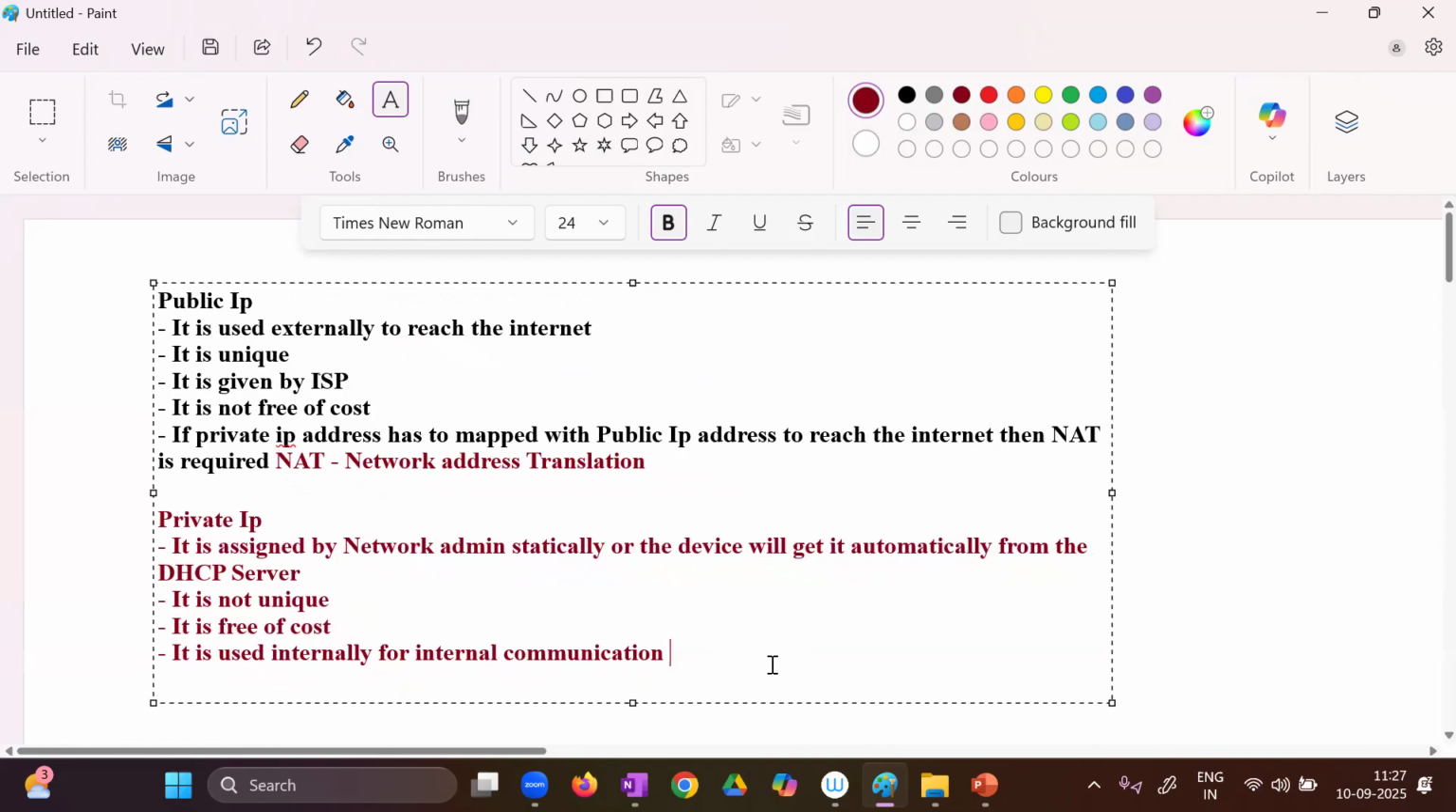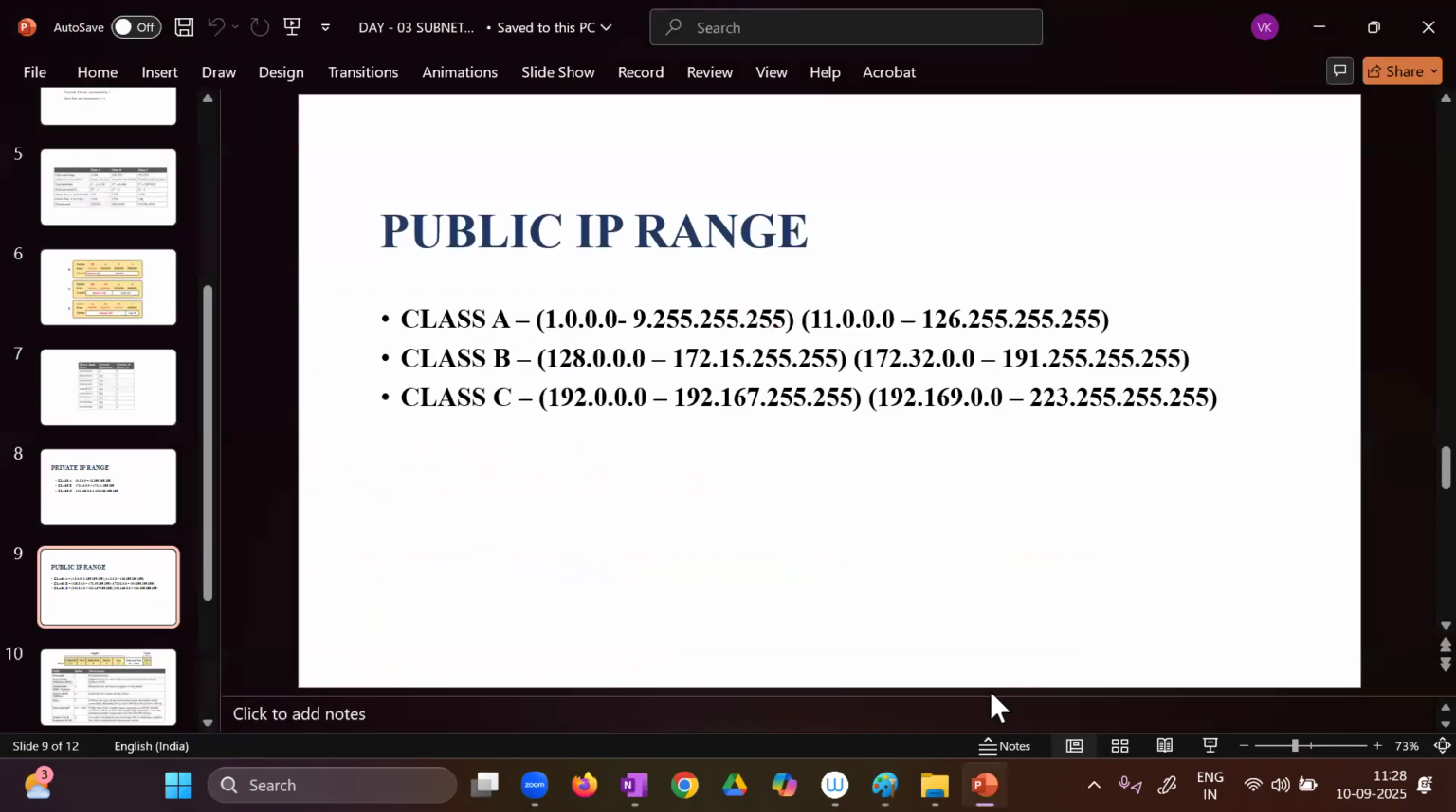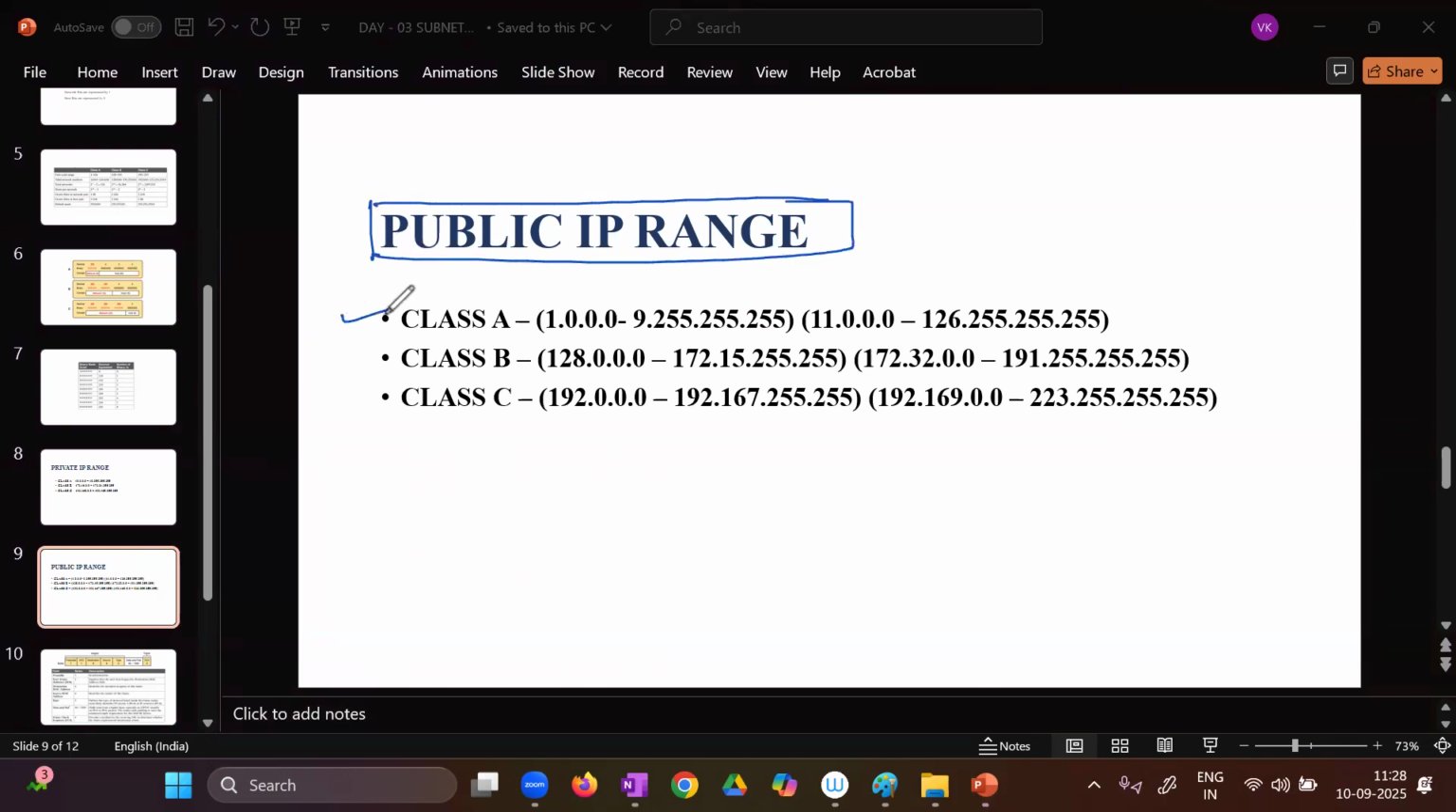So in each class, whether it is class A, B, or C, in all these three classes, we will be having certain ranges as private and certain ranges as public. And you have to remember these ranges. See, this is talking about the public IP range, in class A, class B, and class C.